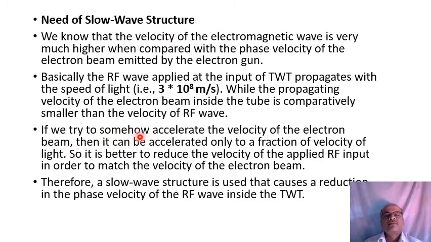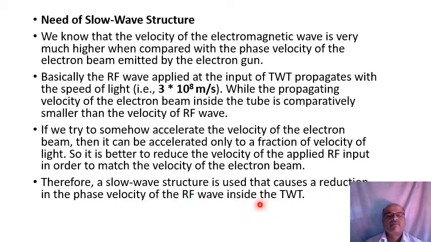If we try to somehow accelerate the velocity of the electron beam, then it can be accelerated only to a fraction of the velocity of light. So it is better to reduce the velocity of the applied RF input in order to match the velocity of the electron beam. Okay, to match the RF velocity with the electron beam, generally this slow wave structure is preferred. Therefore a slow wave structure is used that causes a reduction in the phase velocity of the RF wave inside the tube.